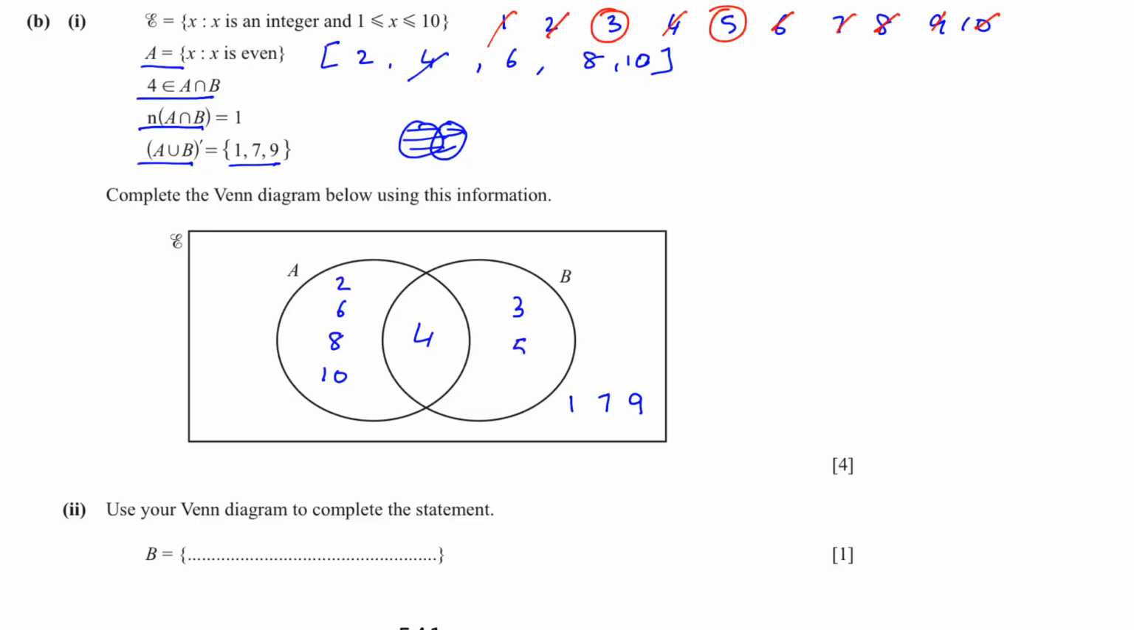B2, use your Venn diagram to complete the statement. So we have to write the set B. This whole circle is set B. So we have 3, 4, and 5.